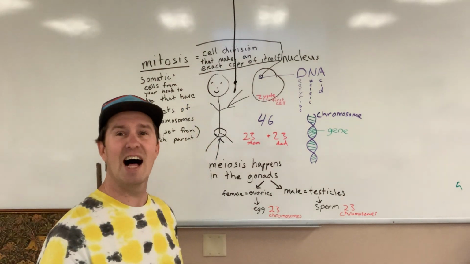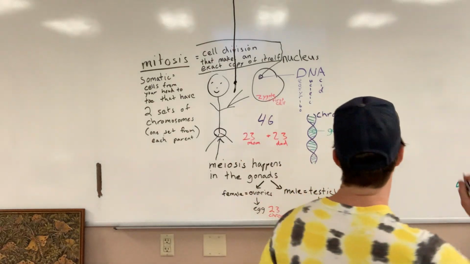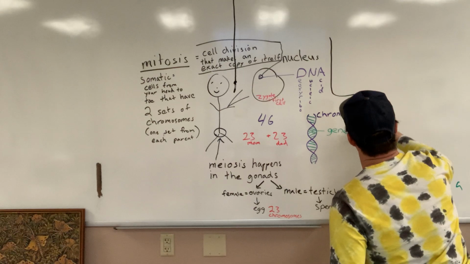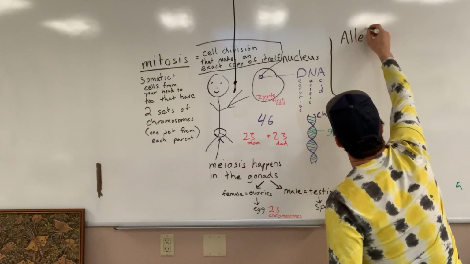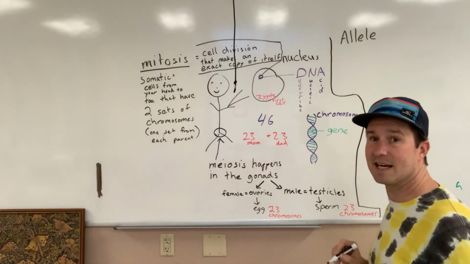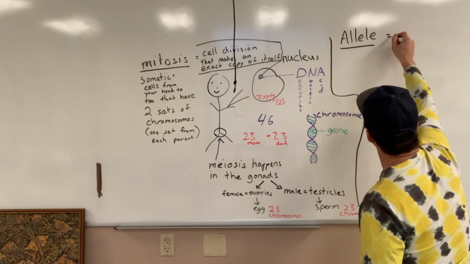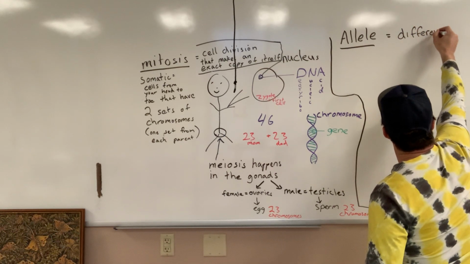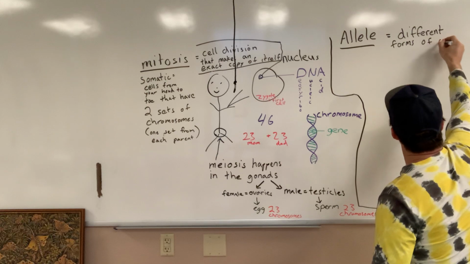It's a hard one to say, allele. You have to kind of get your mouth like back like that, allele, okay? All right, so an allele, we're going to write up here. You might use a new page. A-L-L-E-L-E, okay? Allele. And then that equals different forms of a gene.